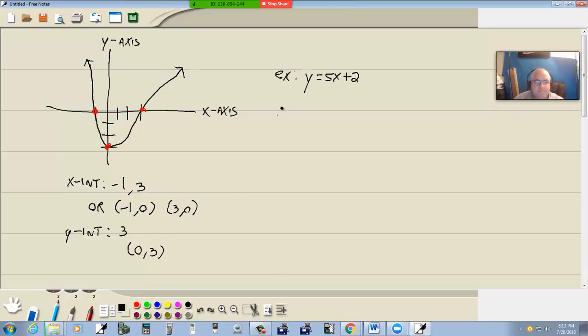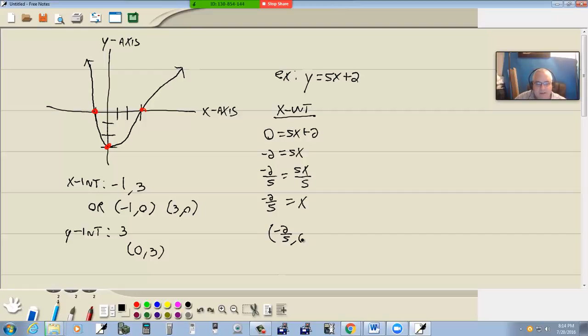So for this one, for the x-intercept, we'll plug 0 in for y. So we're going to have 0 is equal to 5x plus 2. And then we want to solve. So I take the 2 over, becomes a -2. And then we'll divide both sides by 5. And those 5's cancel. We got x is equal to -2/5. Now x-intercept is oftentimes written in point form, so that would be (-2/5, 0).